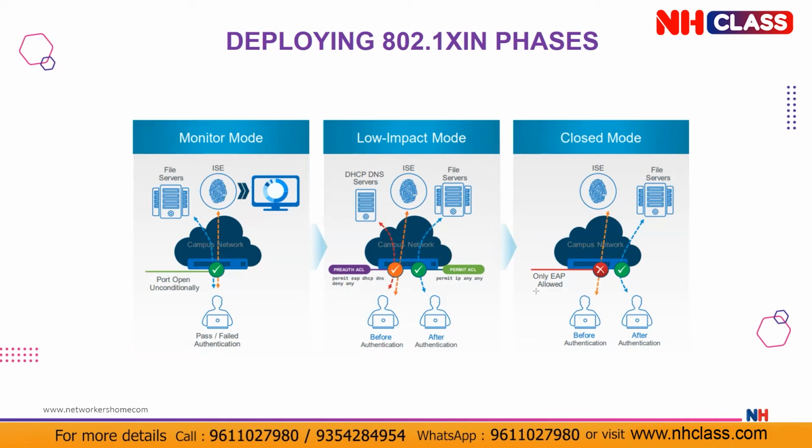And closed mode is all about only allowing the protocol for the authentication request from the user. And once you get authenticated, after that you have access to the given networks. So these are the three modes of your .1x authentication, and all these modes can be used for your micro segmentation in the network.